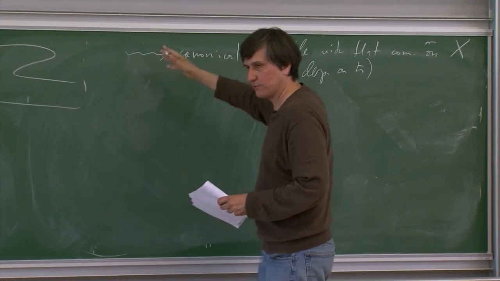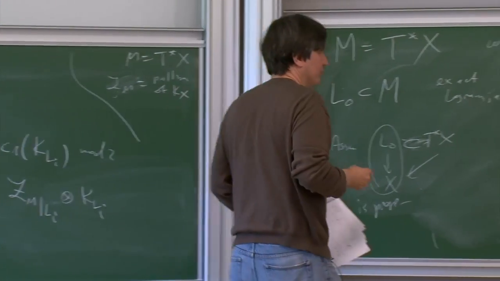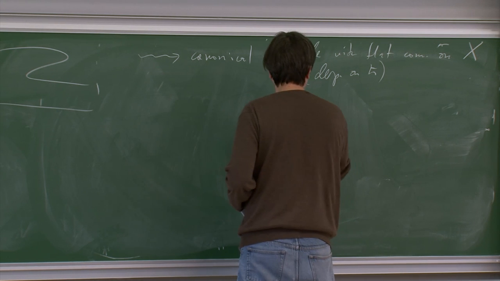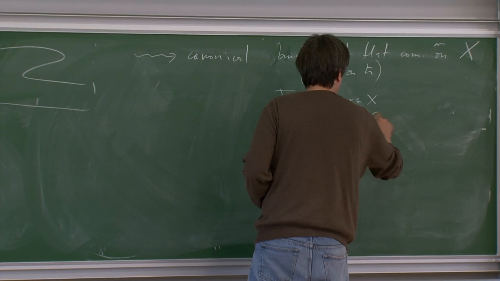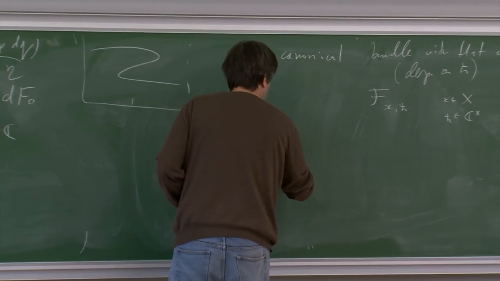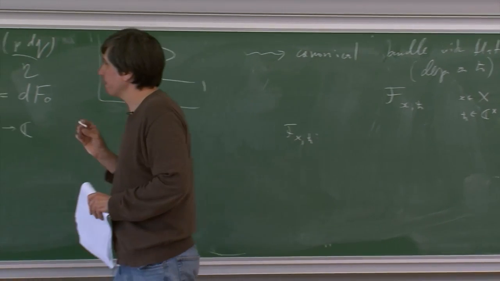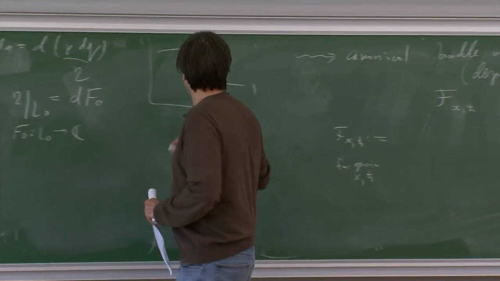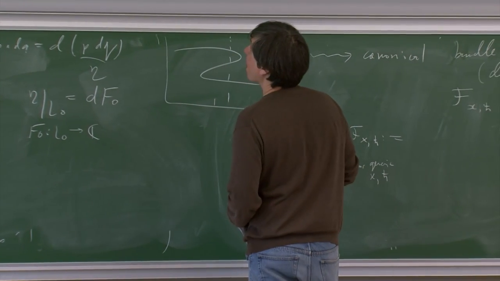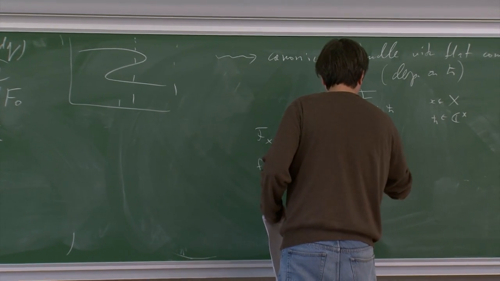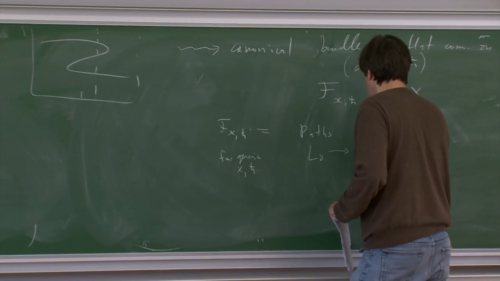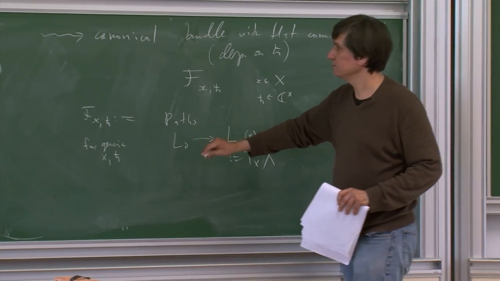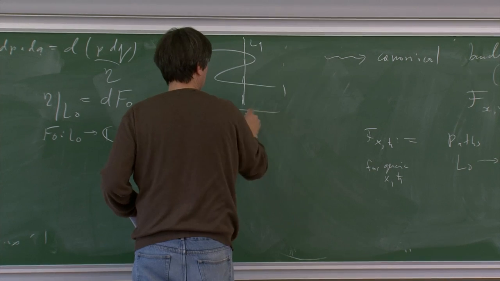You can introduce the parameter h bar, it's always in my game. How do you define this bundle with connection? So I get fibers depending on the point on X and h bar. The definition is the following. Again, for generic X and h bar, you consider the space of paths from L0 to L1 depending on the point X, which is the cotangent fiber at the point X. So this will be my variety L0, this will be my variety L1 at the point X.